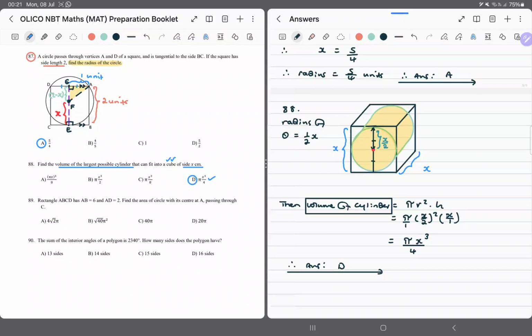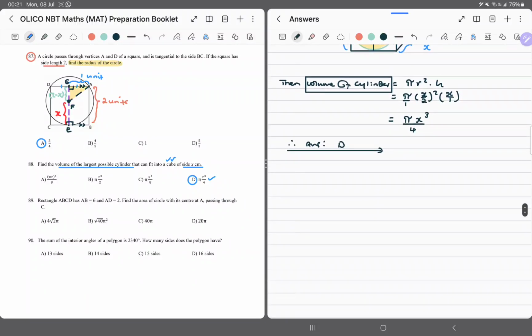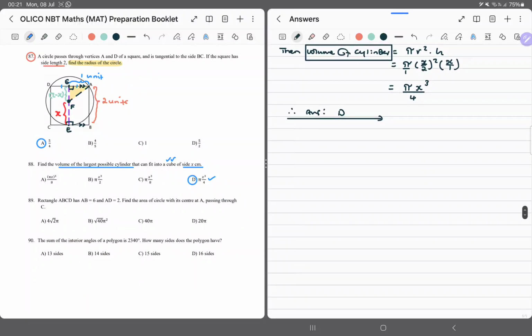This is the largest because there's no way one can fit a cylinder that doesn't hug or abut the sides of that cube. So this one is as easy as ABC. Let's not waste time. Once we get a simple question, we run.